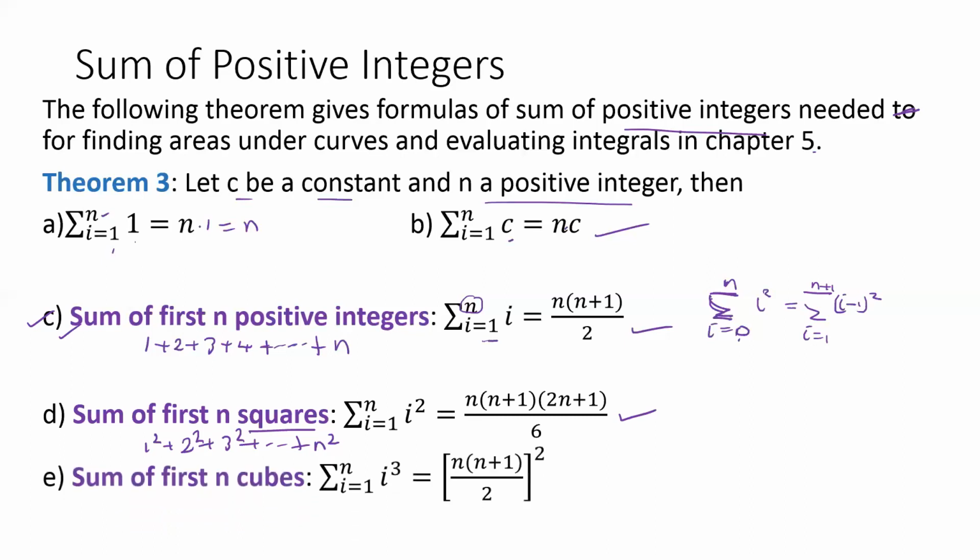And then the last one is the sum of the first n cubes. So this is 1 cubed plus 2 cubed plus 3 cubed, all the way to n cubed, and that is equal to this formula right here. Now don't forget, we're going to use this to find area under curves, and evaluate integrals in chapter 5. So you cannot forget these 5 formulas. All right.